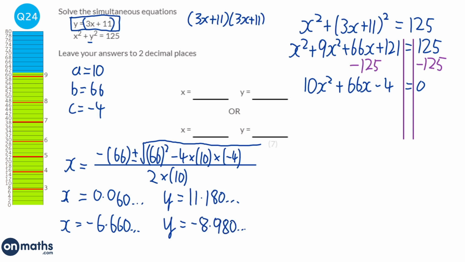We're going to round each of these to 2 decimal places. So we've got 0.06 and 11.18. And the second set of solutions is minus 6.66 and y equals minus 8.98.